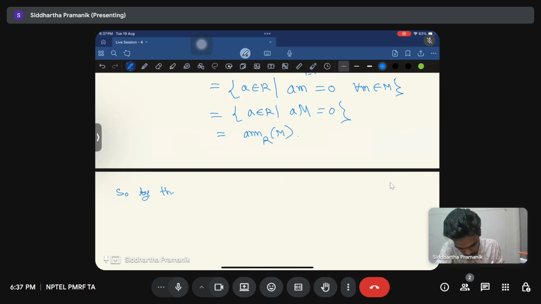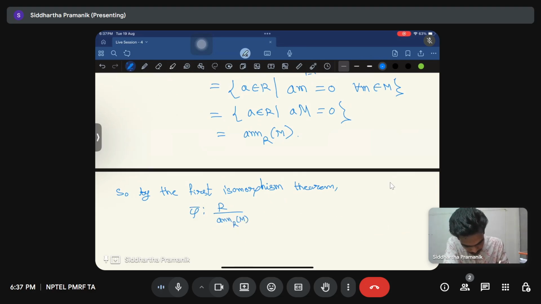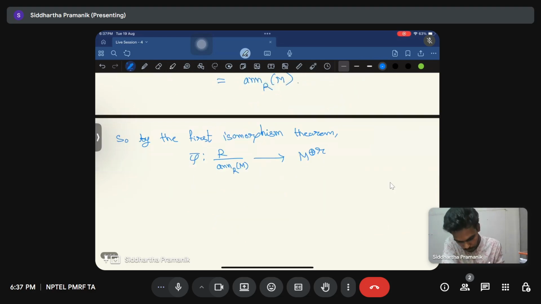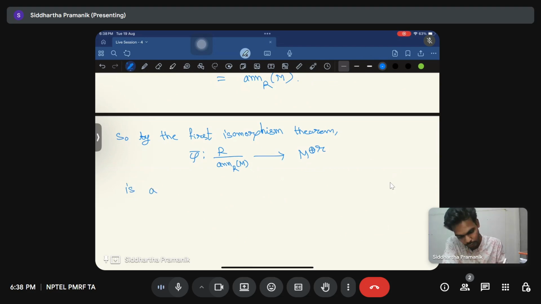So by the first isomorphism theorem, we have an injective homomorphism phi bar from R mod annihilator M to M direct sum R copies. This is the induced map from phi, so that's why we are writing phi bar. So let's write the induced map.